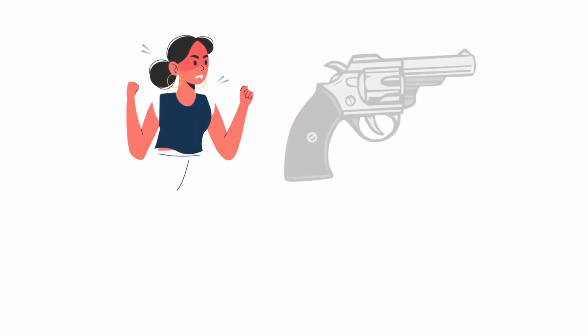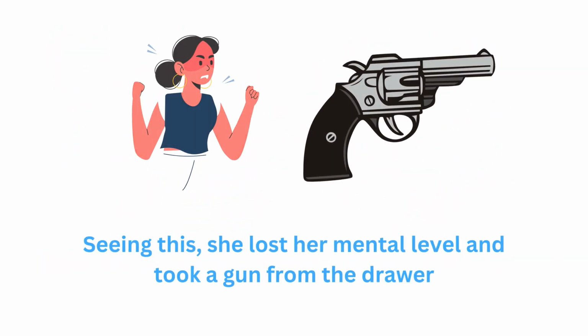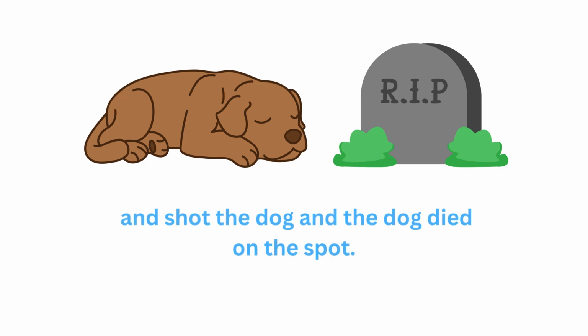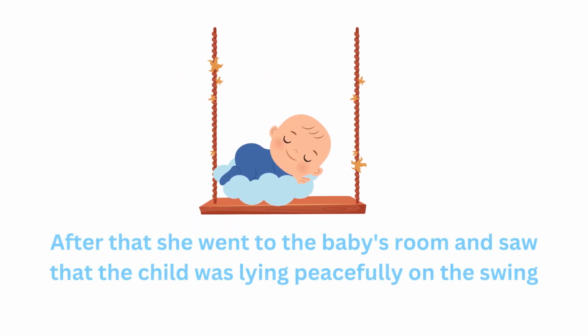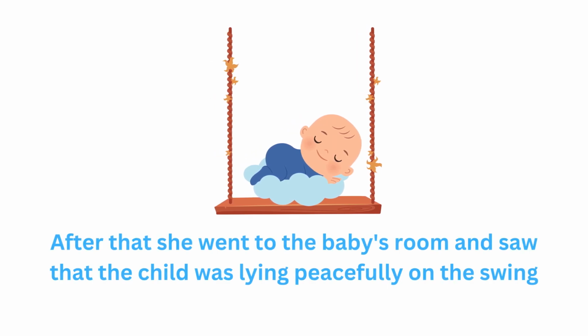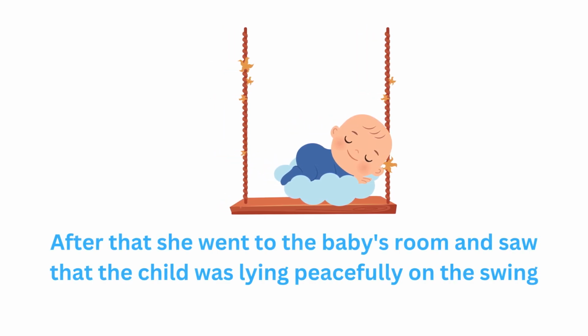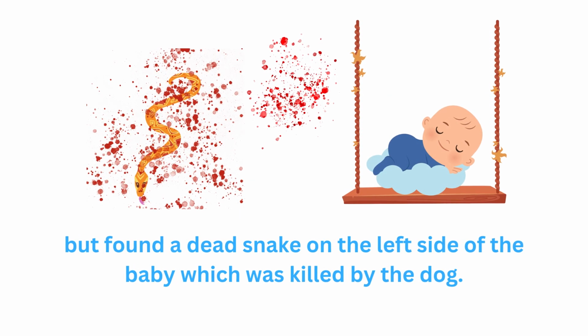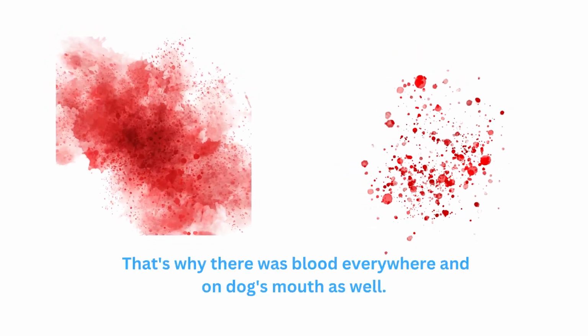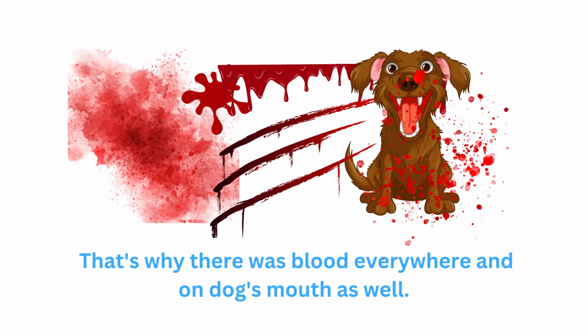Seeing this, she lost her mental balance and took a gun from the drawer and shot the dog, and the dog died on the spot. After that, she went to the baby's room and saw that the child was lying peacefully on the swing, but found a dead snake on the left side of the baby, which was killed by the dog. That's why there was blood everywhere and on the dog's mouth as well.